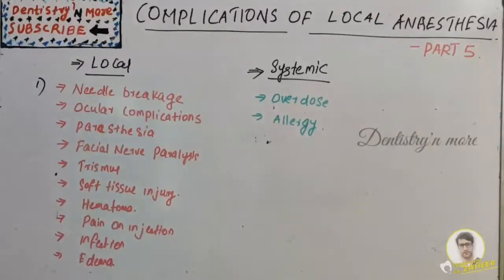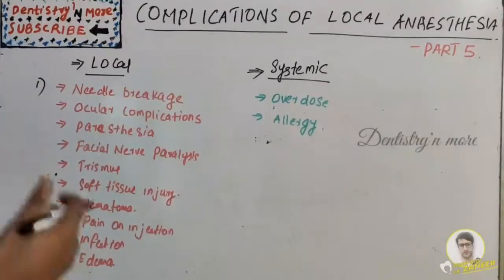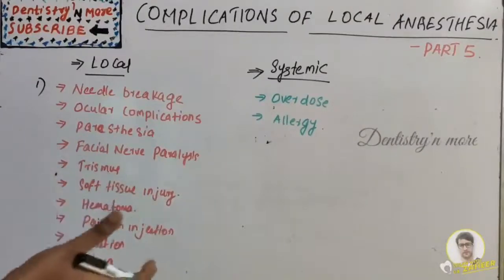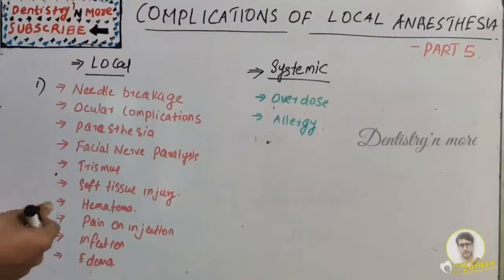So how do we prevent this? The first thing is to always use large gauge needles, especially for IANB and posterior superior alveolar nerve block, and always use long needles, and do not insert the needle into tissues up to its hub. Do not redirect a needle once it is inserted into tissue. Redirecting often comes up with the IANB, so it should be done cautiously because there are chances of breakage. We can manage it: if the needle breakage is visible, we need to keep the patient calm, instruct the patient not to move and to keep his mouth open, and it can be removed using a hemostat or an intubation forceps.